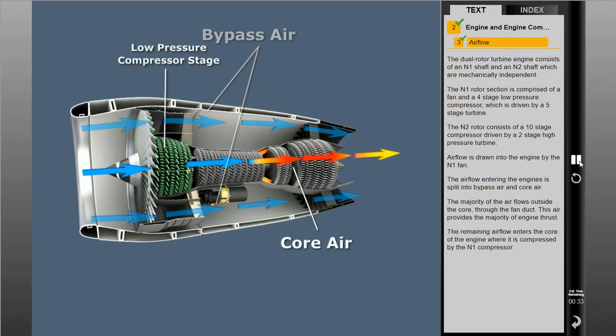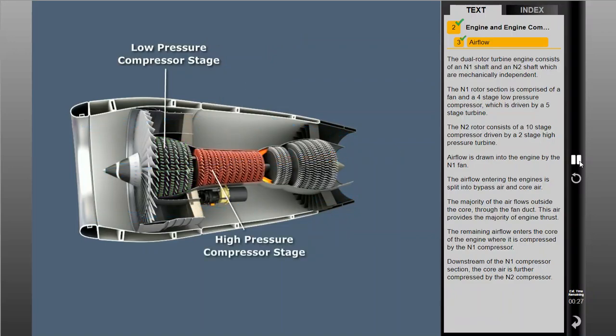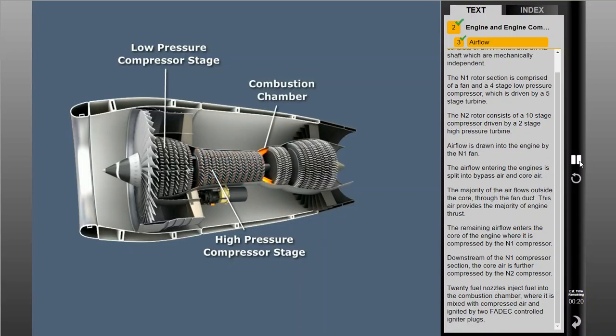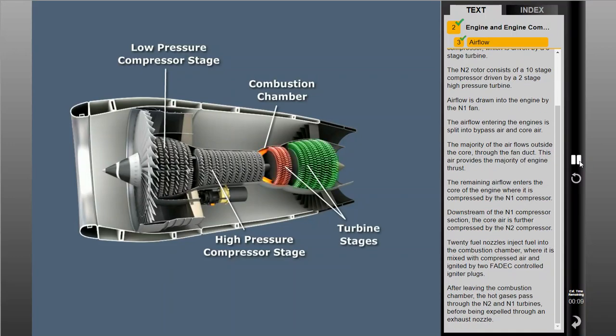The remaining airflow enters the core of the engine, where it is compressed by the N1 compressor. Downstream of the N1 compressor section, the core air is further compressed by the N2 compressor. 20 fuel nozzles inject fuel into the combustion chamber, where it is mixed with compressed air and ignited by two FADEC-controlled igniter plugs. After leaving the combustion chamber, the hot gases pass through the N2 and N1 turbines before being expelled through an exhaust nozzle.